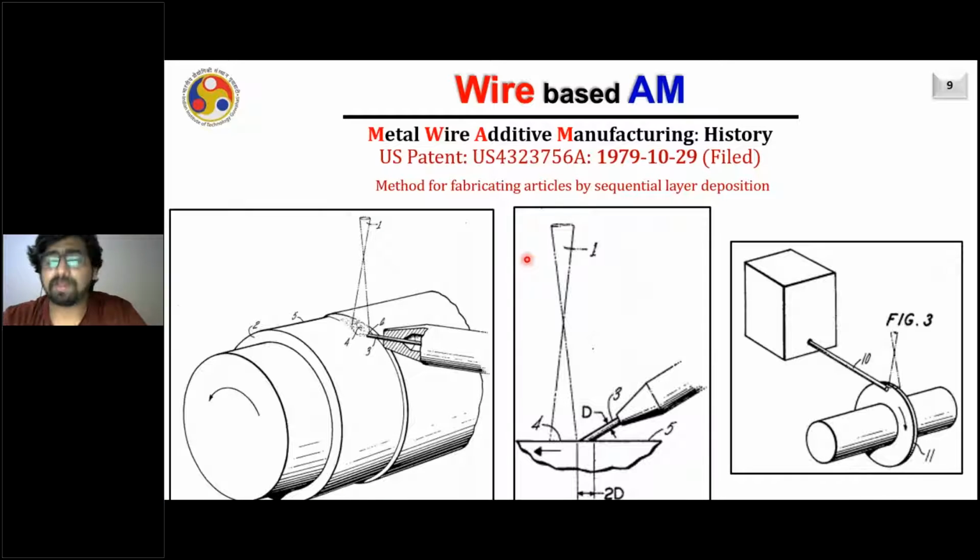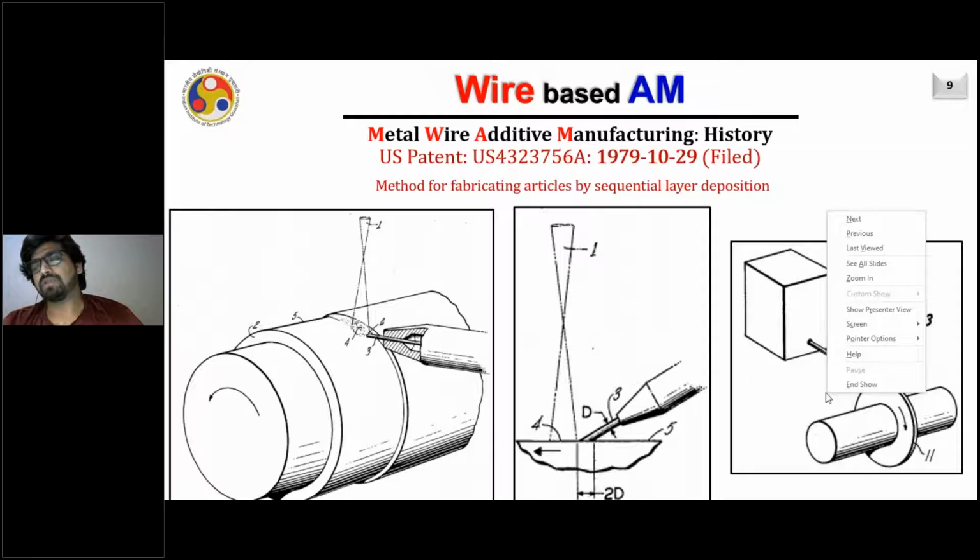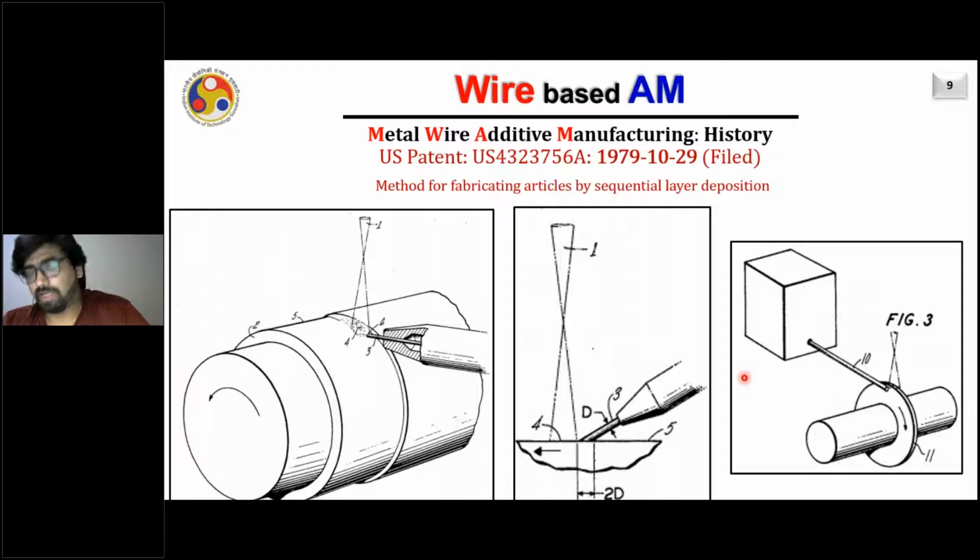Then I'll talk about some other wire-based processes. Though our focus is wire arc additive manufacturing, let me just talk about other wire-based additive manufacturing processes, particularly for metals, like the laser-based system. It was a patent filed in 1979, where you can see that there is a laser which is creating a melt pool, and from the side you can feed the wire into it. And then you keep on depositing, and you can realize the features like you are seeing in this figure number 3. So laser wire metal additive manufacturing was long back filed as a patent in 1979, and they call it a method for fabricating articles by sequential layer deposition.